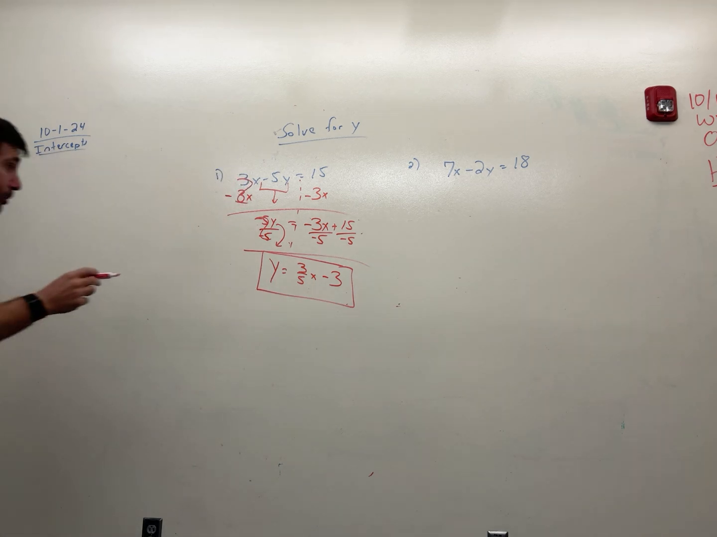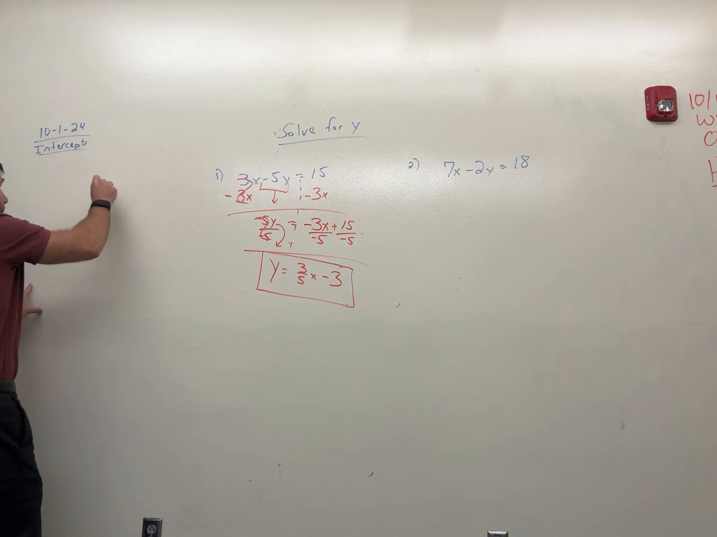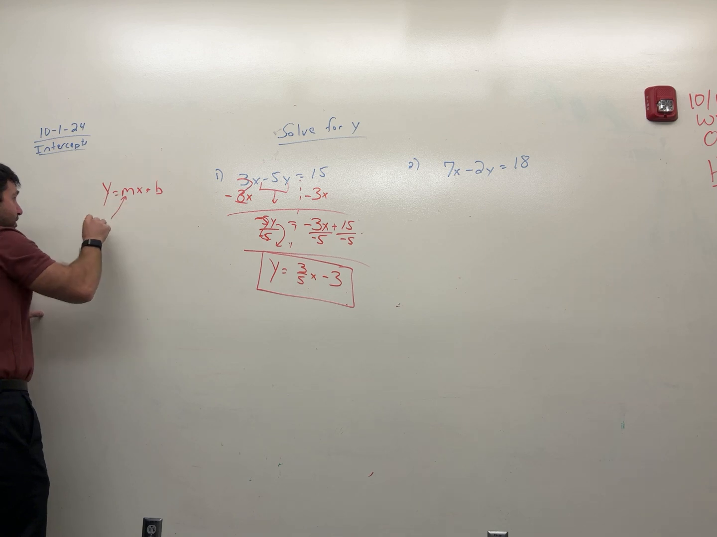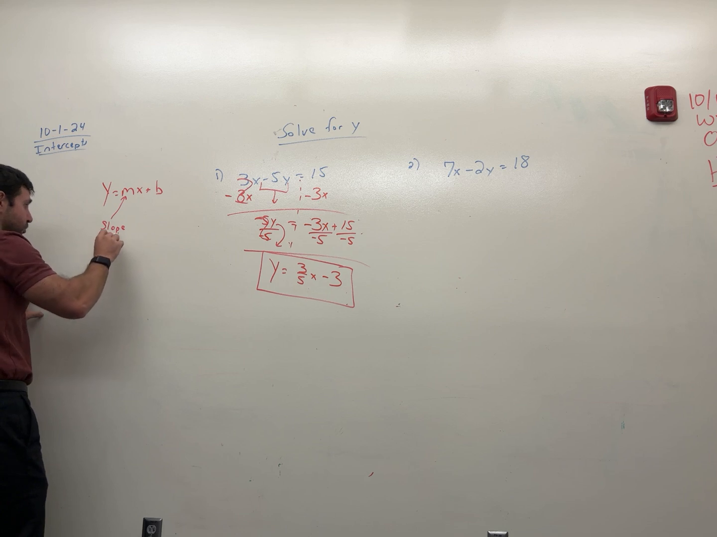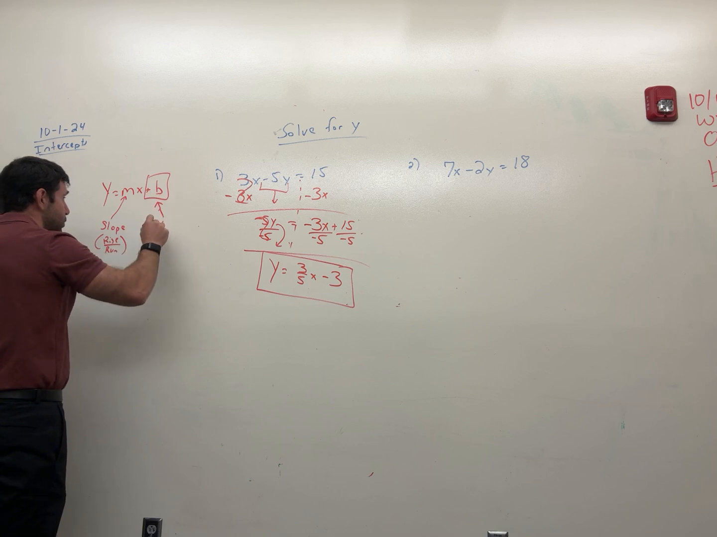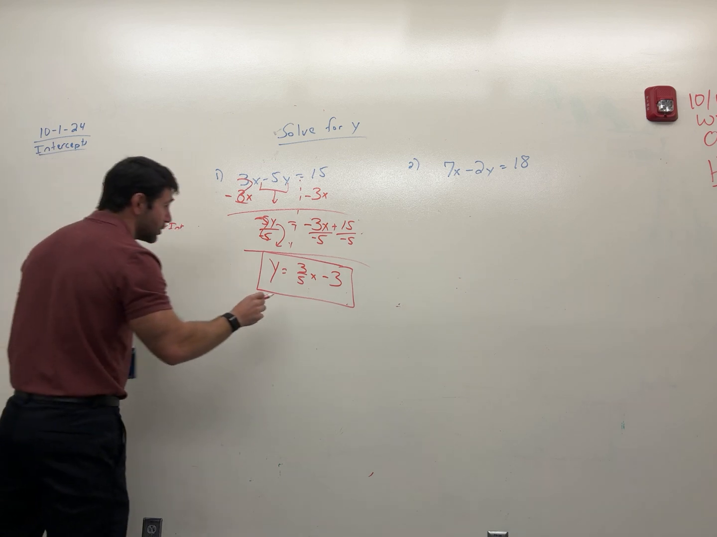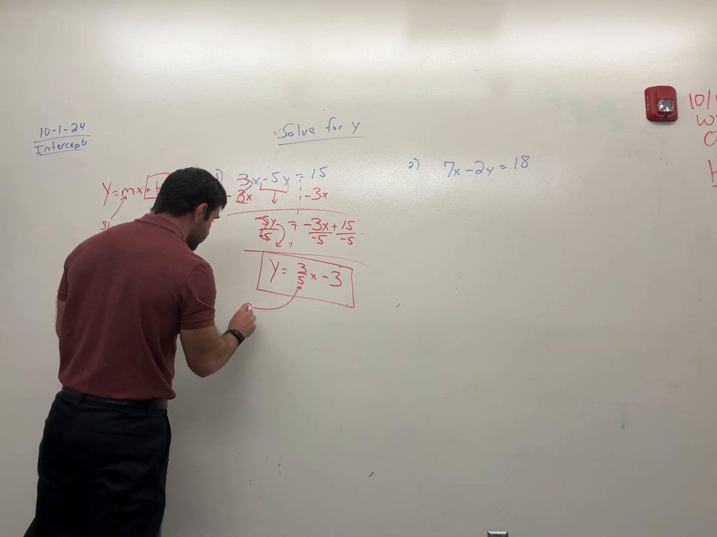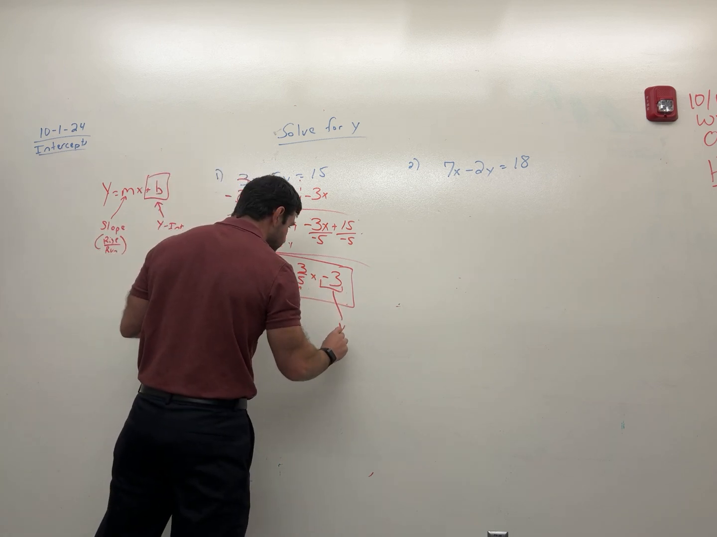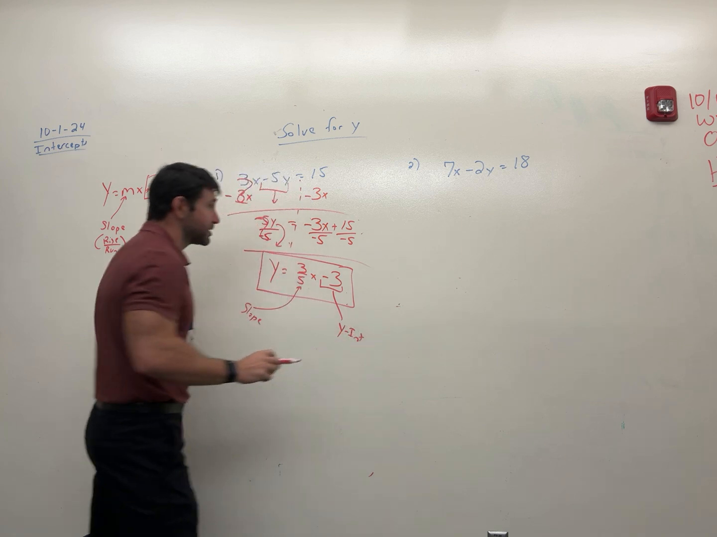which you should know is y equals mx plus b, where m is the slope and slope is rise divided by run, which we'll talk a little bit more tomorrow. The positive b is the y-intercept. So my slope is 3/5. My y-intercept is negative 3.